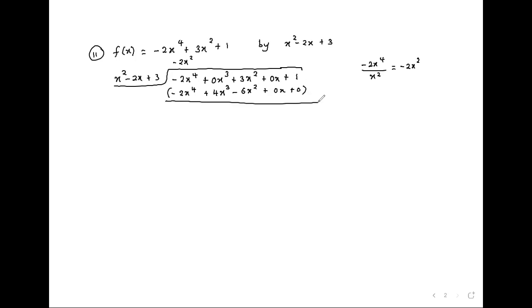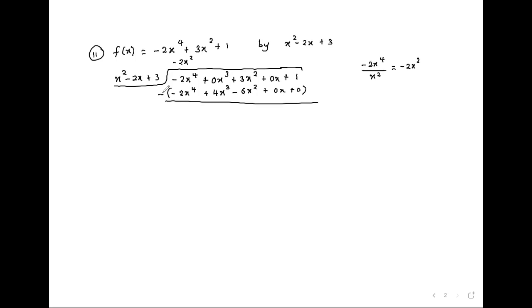What next? We subtract. So negative, negative, negative, it becomes negative plus. So we have negative 2x⁴ plus 2x⁴, which is a 0. If your solution is correct, if your steps are correct, the first pair here must give you 0. And then you move to the next.